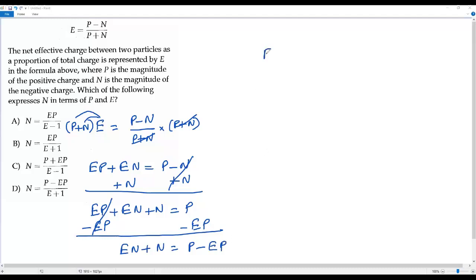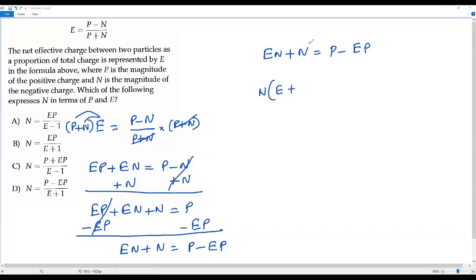Okay, let me write it over here. EN + N = P − EP. So to solve for N, we have to factor N from these two terms on the left side, because both of them are multiples of N. If I factor N out, what do I have left in the first term and what do I have left in the second term? To know what I have left in the first term, I have to divide the first term by the one I factor out, that is N. So N will cancel out, leaving E in the first term.